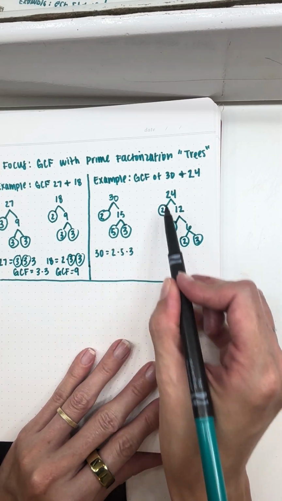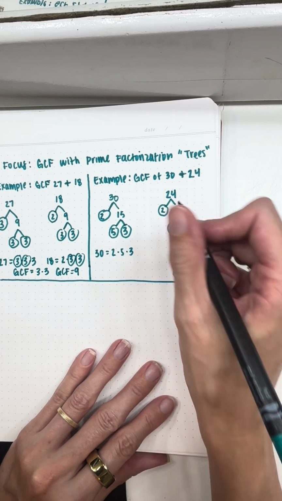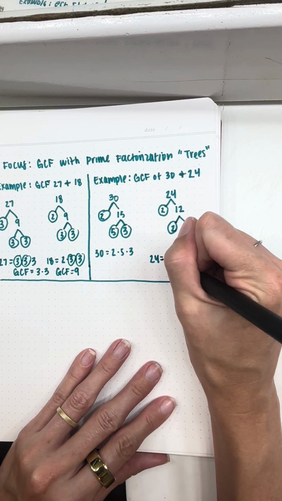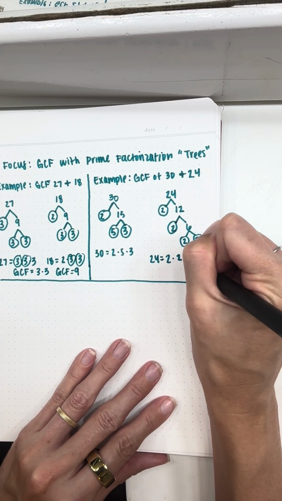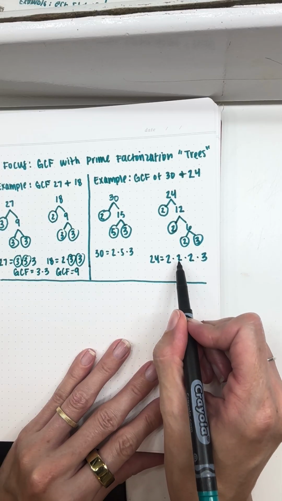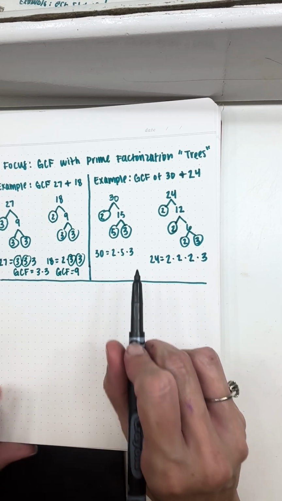If you can see, all of my branches end in those circled prime factors. Now 24 will be equal to all of my prime factors multiplied together. 2 times 2 times 2 times 3. And I check it. 2 times 2 is 4. 4 times 2 is 8. 8 times 3 is 24, so I know it's correct.